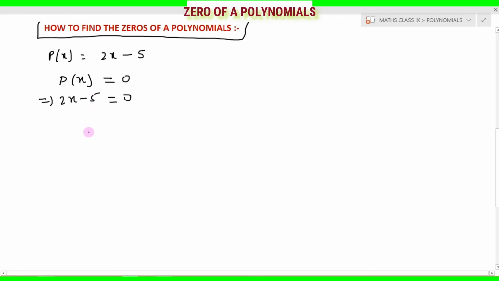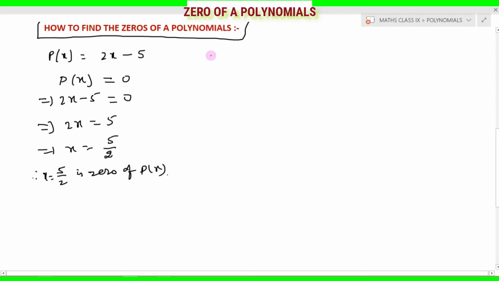Simply you solve this equation, you will get the value of x, and that will become the 0 of the polynomial. Okay. So here is 2x equal to 5, and then x equal to 5 by 2. So x equal to 5 by 2 is the 0 of the polynomial, or we say instead of writing answer we write here therefore x equal to 5 by 2 is 0 of polynomial p(x).